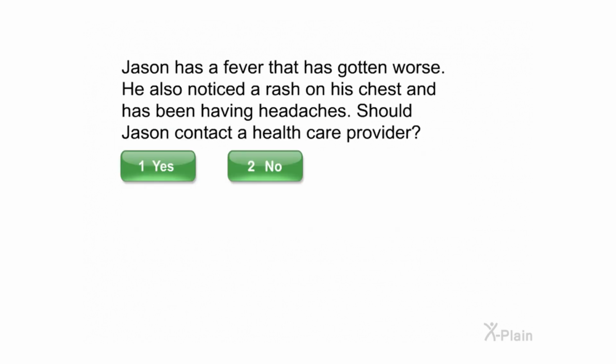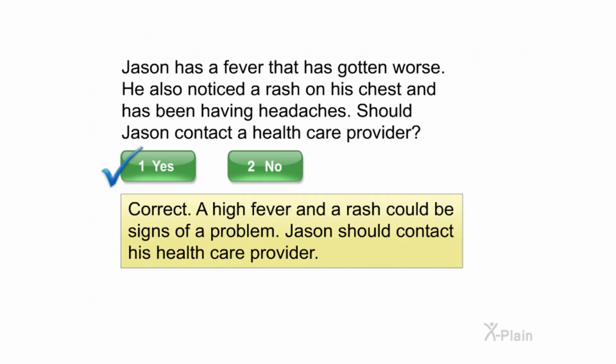Jason has a fever that has gotten worse. He also noticed a rash on his chest and has been having headaches. Should Jason contact a healthcare provider? Select yes or no. Correct. A high fever and a rash could be signs of a problem. Jason should contact his healthcare provider.